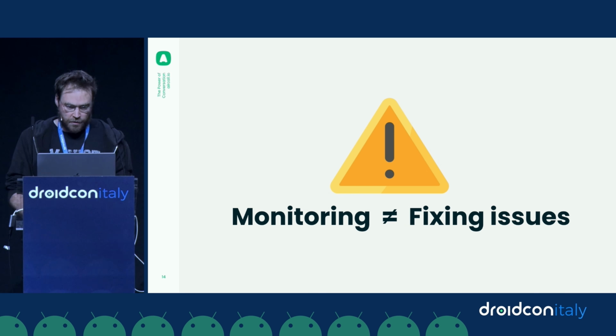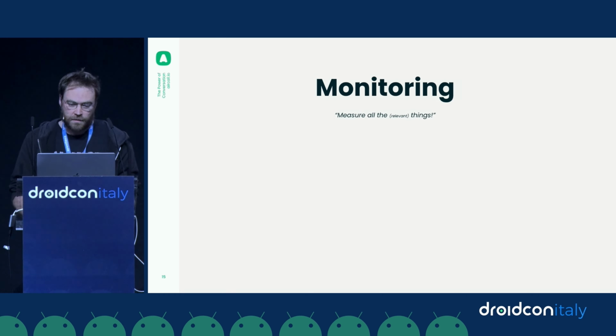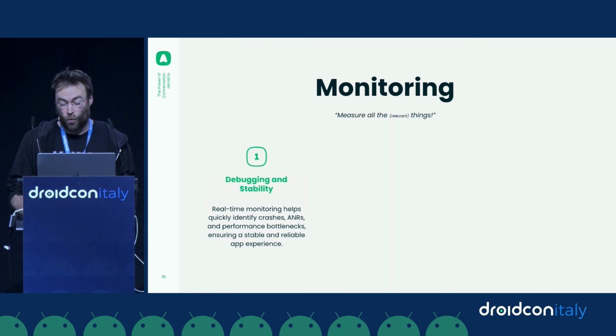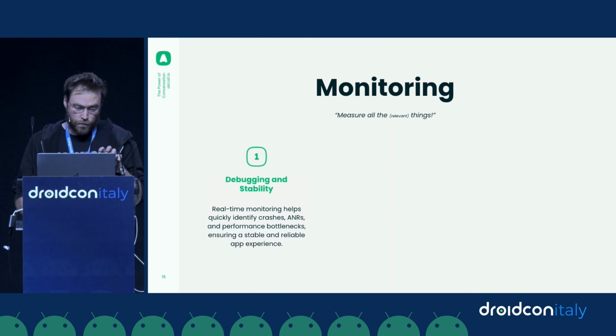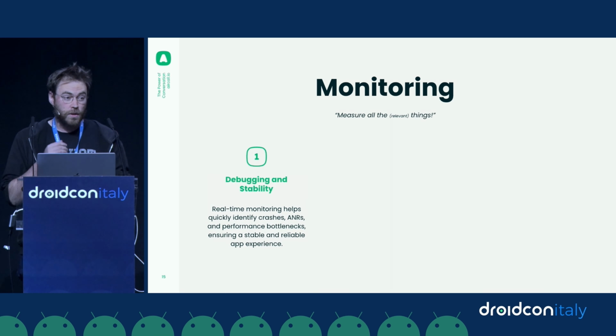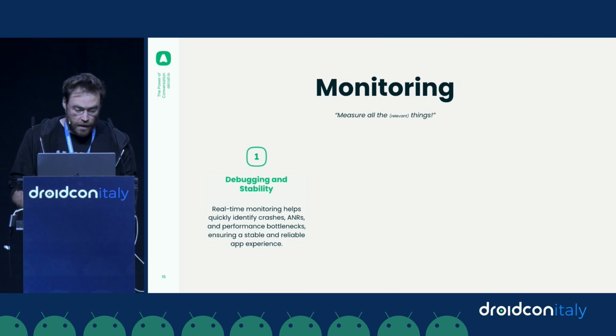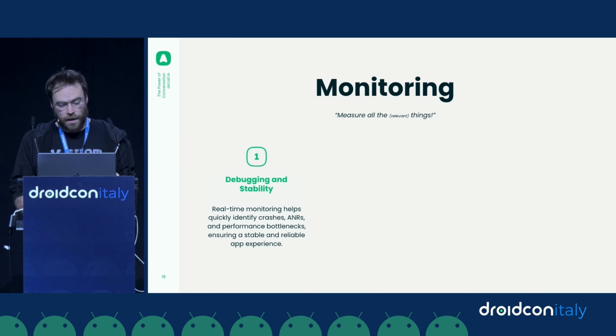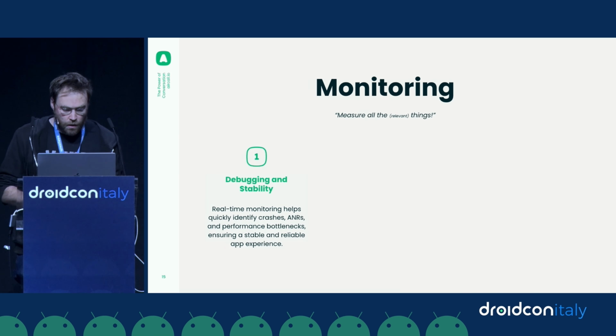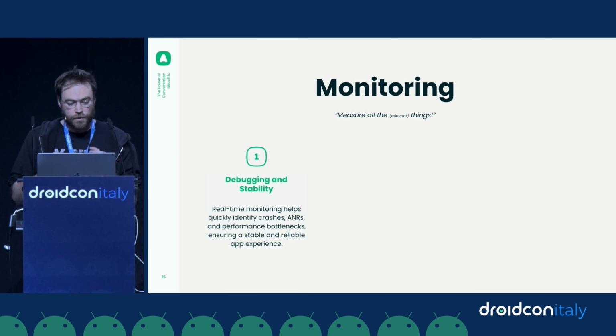Just a highlight here: monitoring does not fix your bugs. It finds the bugs, but then you need to fix them. So with monitoring, we make sure we measure all the relevant things, not all the things. Monitoring will help us in the debugging of the application and will help us bring stability to our apps. Real-time monitoring helps us quickly identify any crashes, ANRs, performance bottlenecks, and so on, to bring this stability and reliability to your app.